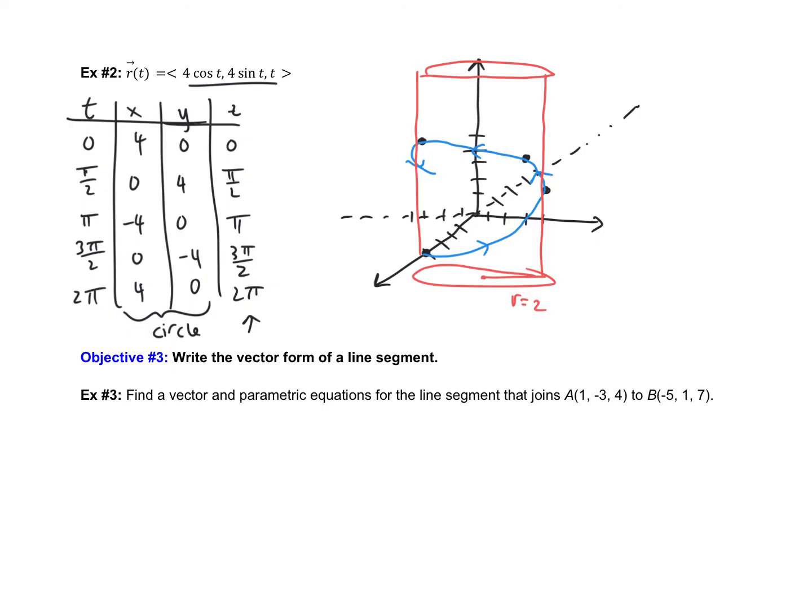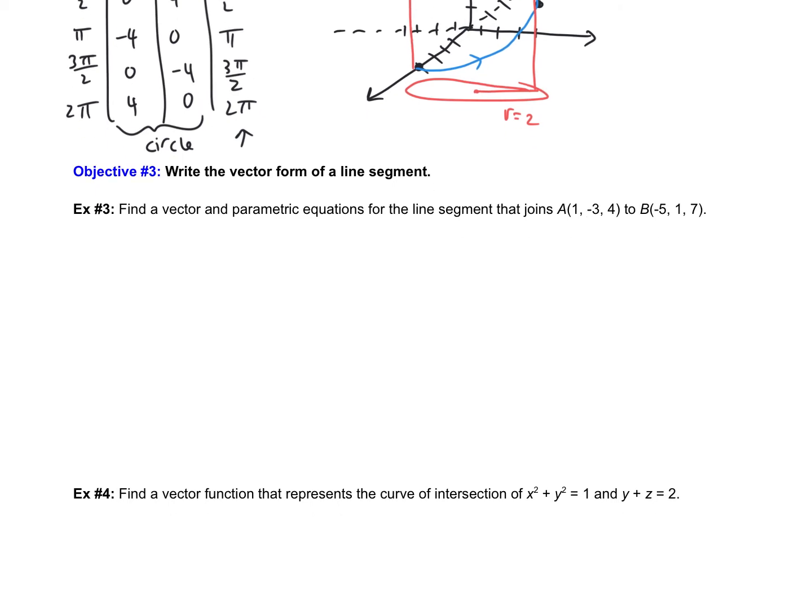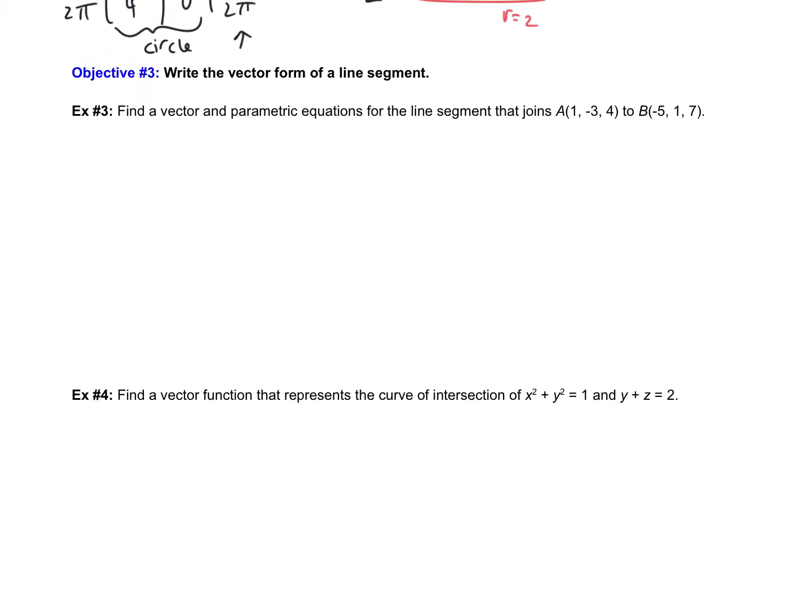So that is the graphing part of vector functions. What we're going to do right now is move on to writing line segments. So in example 3, we are going to find vector and parametric equations for the line segment that joins A and B. This is something that we've done before.